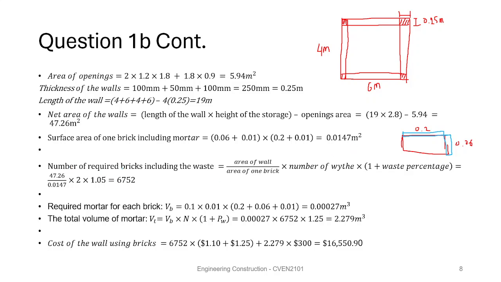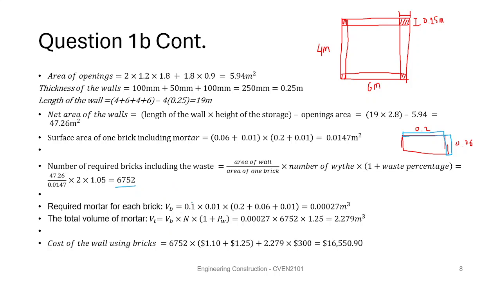And the number of required bricks, including the waste, we can just calculate. The area of the wall is 47.26, and we know that the surface area of one brick is only 0.0147. So by calculating the area of the wall divided by the area of one brick, multiplied by the layers, and multiplied by your waste percentage, you can get the number of bricks, which is 6752.